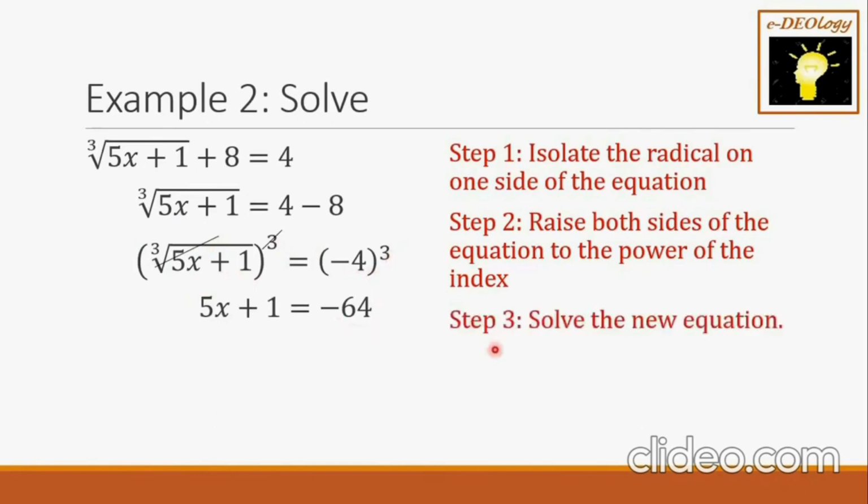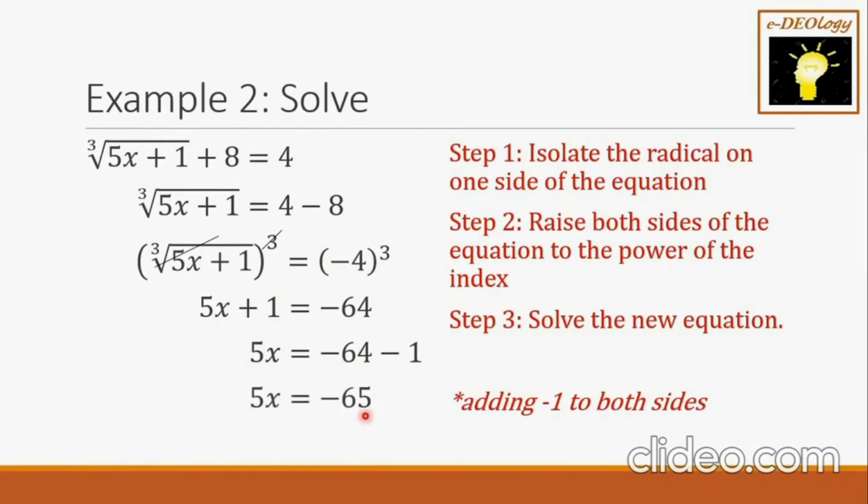So we're going to solve the new equation, solving for x now. The positive 1, we're going to transpose to the other side. So the negative 1 is there. Or we say we add negative 1 to both sides. On the left side, the positive 1 here cancels out. On the right side, the negative 1 is reflected. Then we simplify this negative 64 minus 1. We have this negative 65.